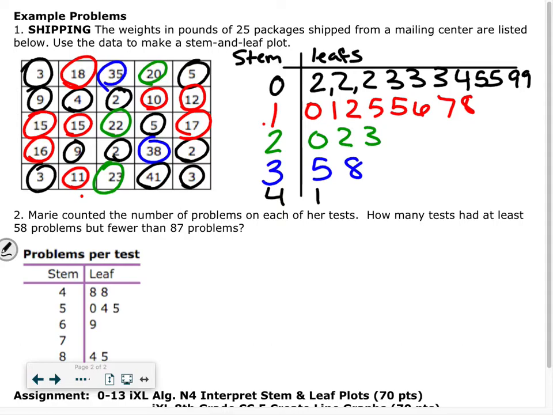So if we're looking at this, we could say, well, what was the weight of most of the packages? And in this case, most of the packages were between 2 pounds and 18 pounds. And then between 20 and 40 pounds, this is a lot less.